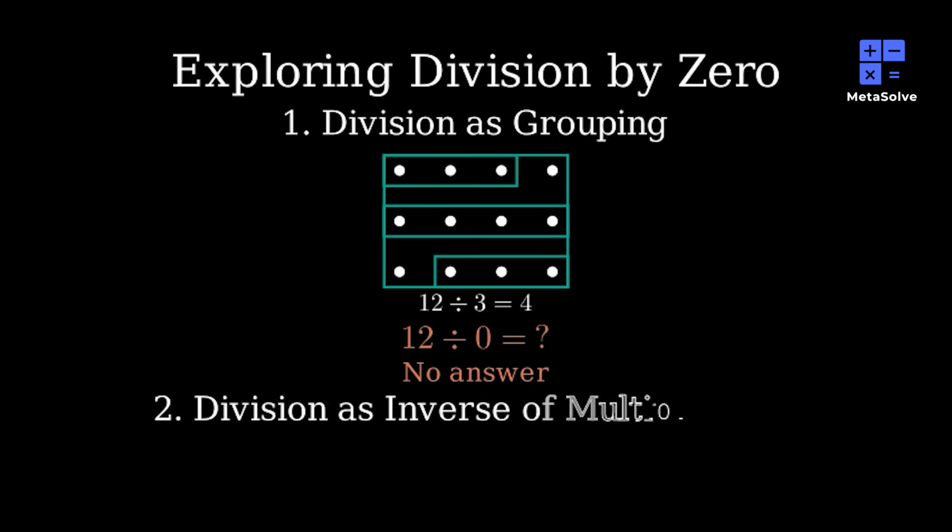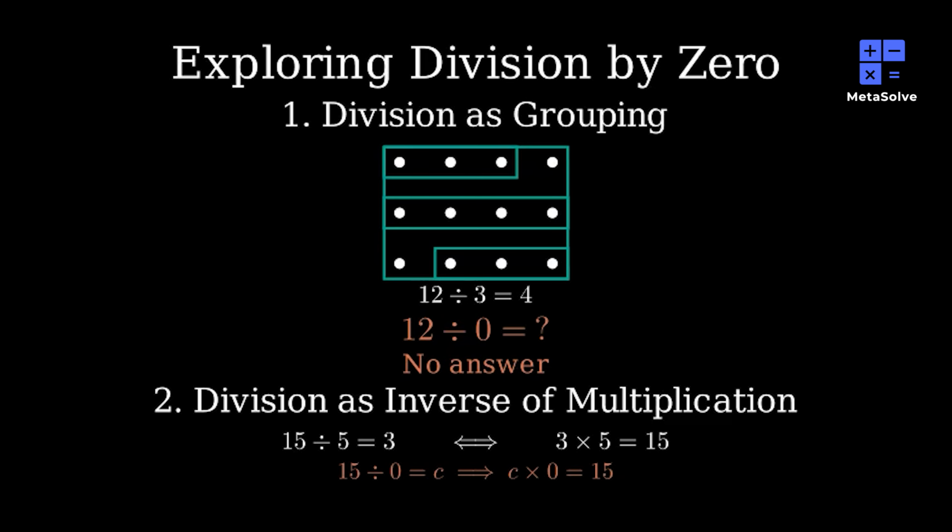Another way to think about division is as the inverse of multiplication. If a divided by b equals c, then c times b equals a. For example, 15 divided by 5 equals 3, because 3 times 5 is 15. But what if we try 15 divided by 0 equals c? That would mean c times 0 equals 15. But c times 0 is always 0, so there is no solution for c. That's another reason why division by 0 is undefined.